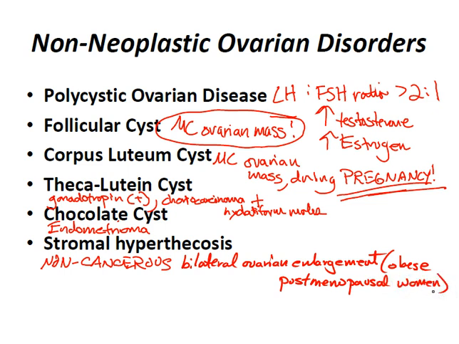Non-cancerous stromal hyperthecosis. Okay, it's excess androgen production that is the problem. So you see hirsutism and the big one, virilization. Where else do you see virilization? That's right, polycystic ovarian disease.